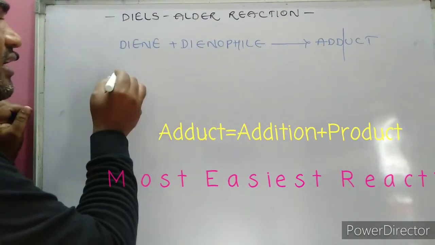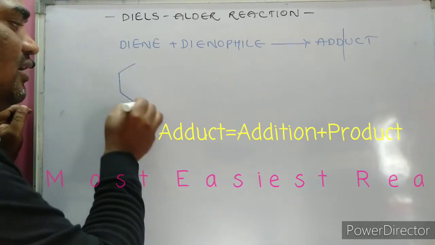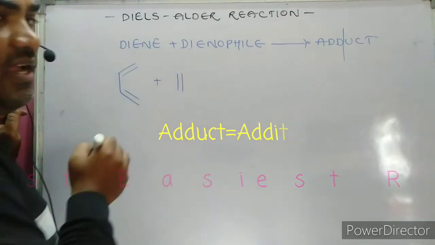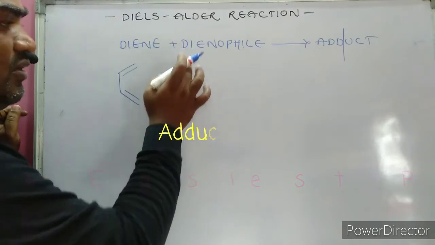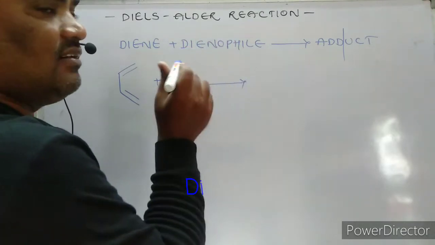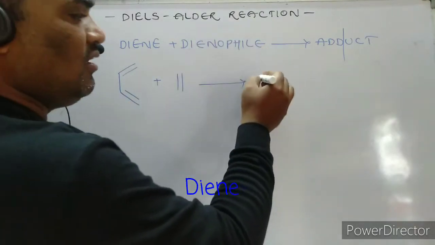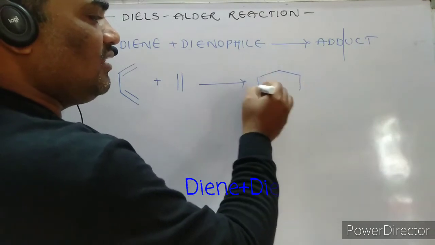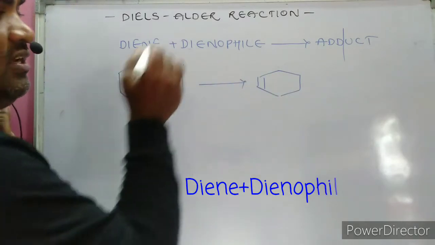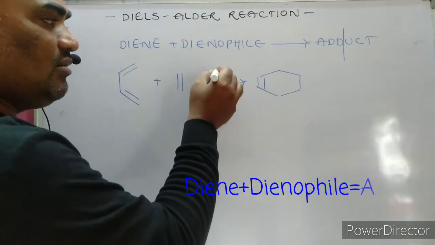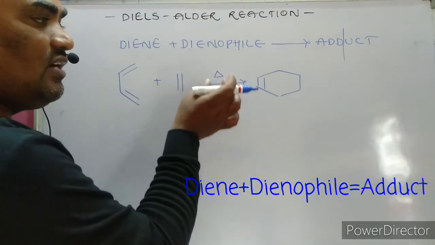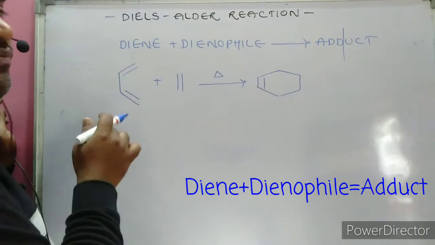Here is a diene. A diene is nothing but a compound with two double bonds. Another one is a dienophile. This we call a diene and this we call a dienophile, to form cyclic alkenes, or the cyclic hydrocarbon that is formed through a cyclic intermediate. This reaction is initiated by thermal heating. The reaction takes place in the presence of a solvent or in the absence of a solvent.